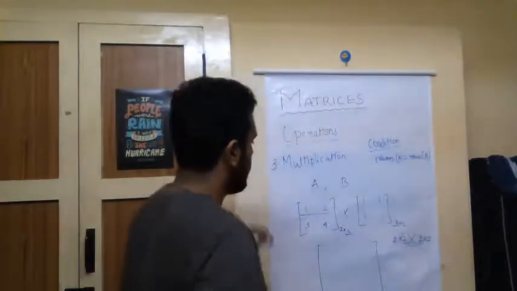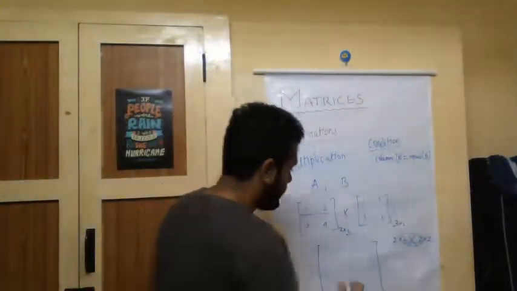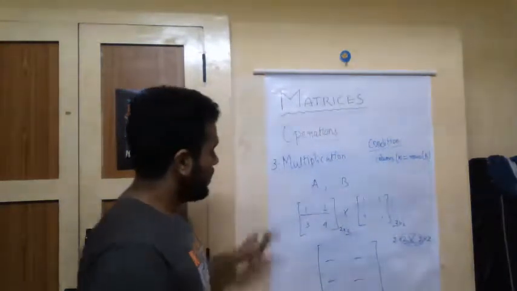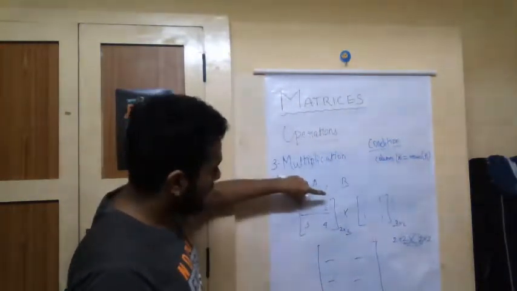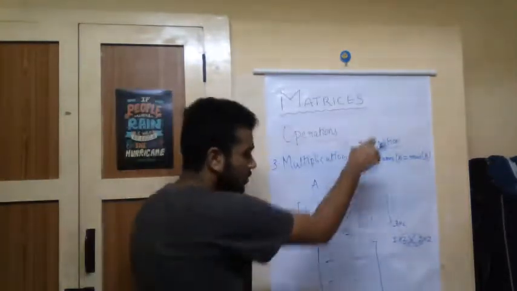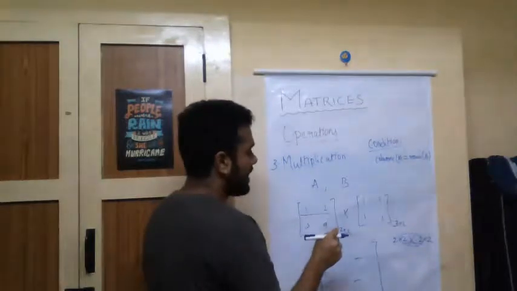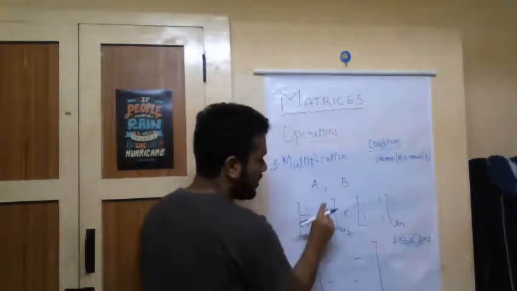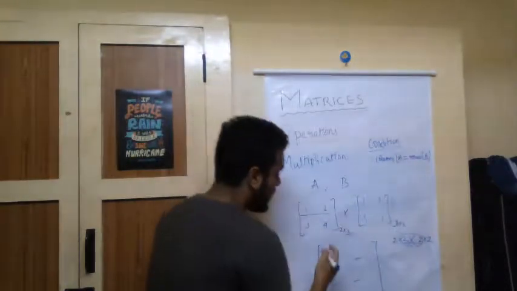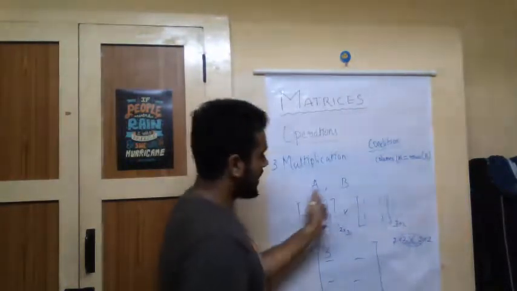Now, since we know that it's 2 by 2, we know that there are 4 elements. So we have to fill these 4 elements. The first element is calculated by multiplying these both with the first column. So the first row with the first column, and add the elements up. So 1 into 1 plus 2 into 1. 1 into 1 is 1, plus 2 into 1 is 2. So 2 plus 1 is 3. So that's 3.